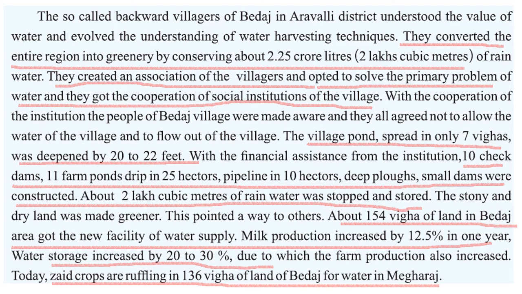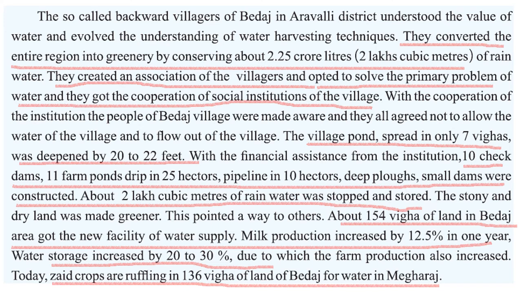They created an association of the villagers and solved the primary problem of water by cooperation of the social institutions. They created the village pond. It was only spread over 7 vigas, but it was deepened by 20 to 22 feet so that its water holding capacity increased. They created 10 check dams, 11 farm ponds and drip in 25 hectares. Drip irrigation is a method where minimum water is used. Pipelines in 10 hectares, deep ploughs, and small dams were also created.